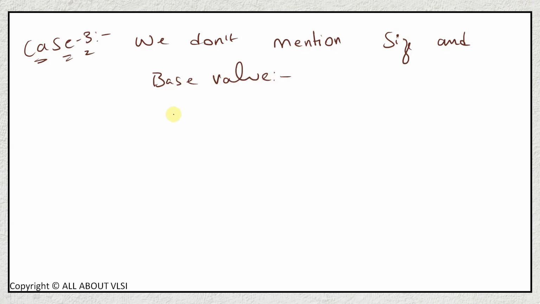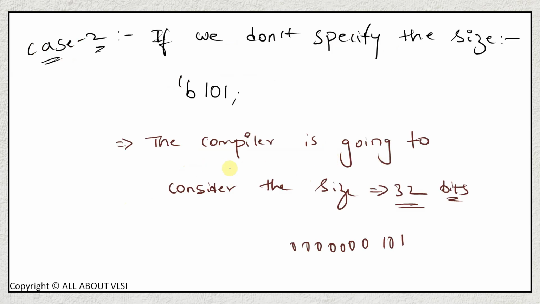If we don't mention the size and base value, for example if we are simply writing 32, or let's say we are writing 101, without mentioning the size or any base value, then the default size will be equal to 32, which we have seen in the previous example. In the previous case we saw that if you are not mentioning the size, it will be considered as 32 bits.